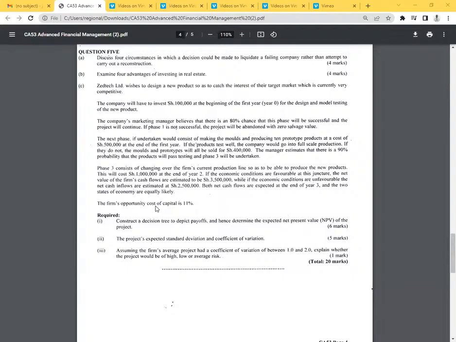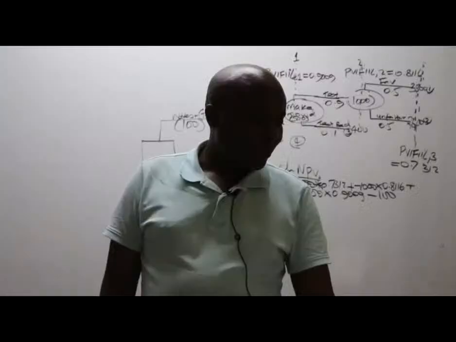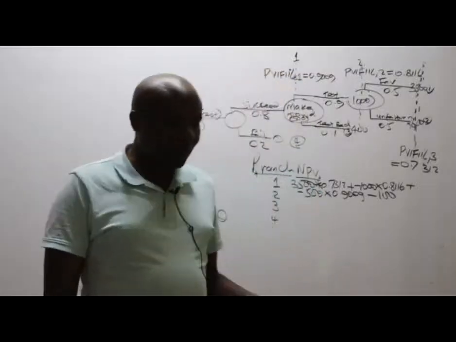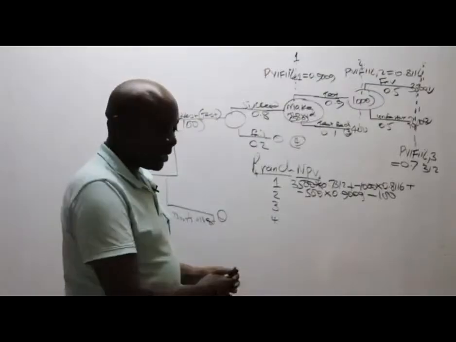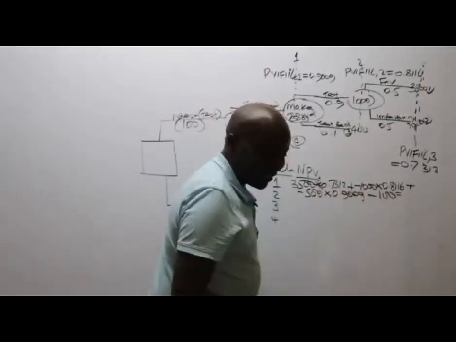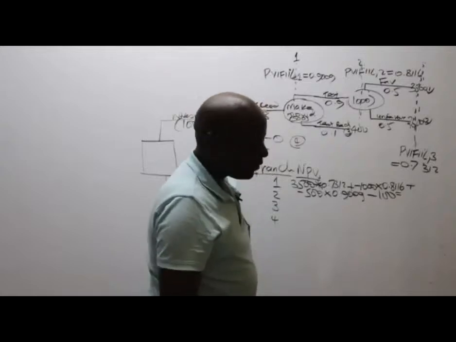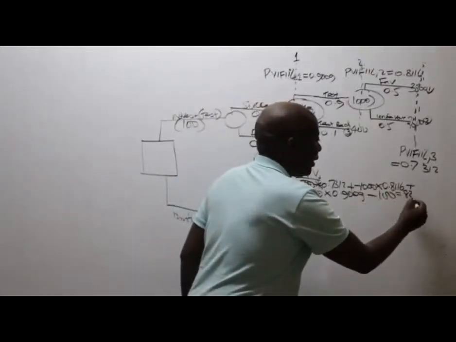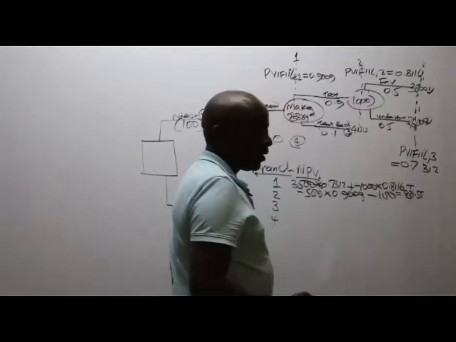The firm's opportunity cost of capital is 11%. Great. So I hope, Rebecca, you've seen that. So what figure are we getting here, ladies and gentlemen, very fast, for branch number 1? 831.55. Thank you very much. 831.55.